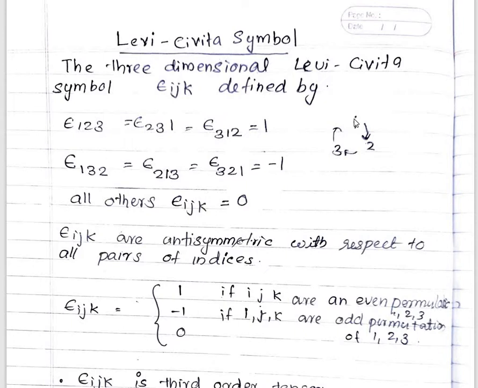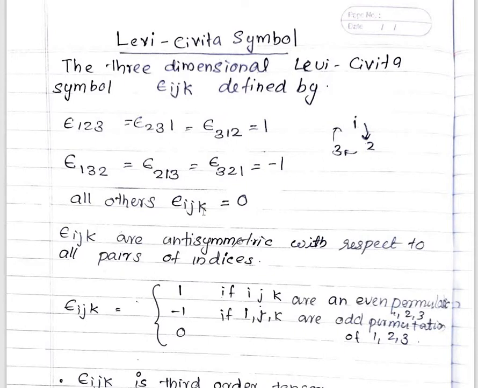Okay. If epsilon 1, 2, 3, its value is 1; 2, 3, 1, its value is 1; 3, 1, 2, its value is 1. If any one pair is interchanged, that is 1, 3, 2, or epsilon 3, 2, 1, or epsilon 2, 1, 3, its value is -1. That means it is anti-symmetric with respect to all pairs of indices. When we change a pair of indices, its value becomes -1.